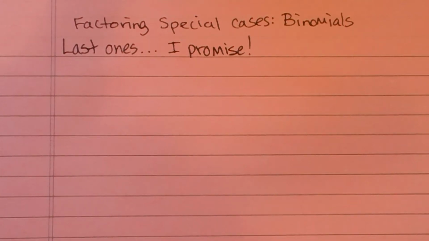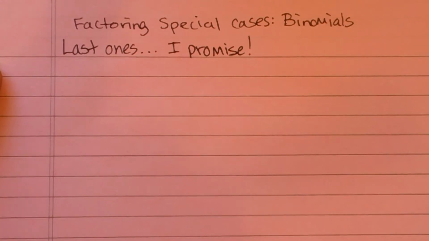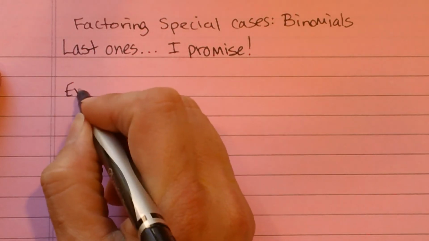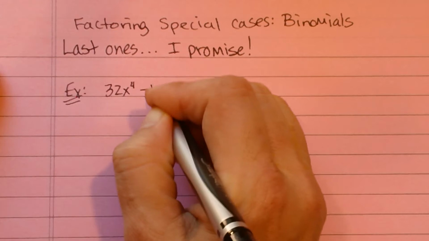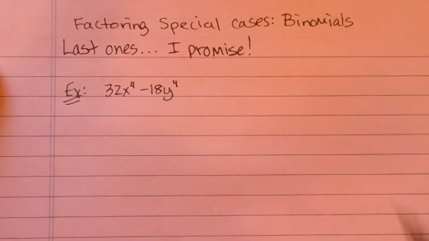Alright, I know I told you that the last ones we did were going to be the last examples of factoring special cases of binomials, but these are really the last ones, I promise. And you'll be happy that you're watching them because these are going to be a little bit more challenging. So let's start with this one, 32x to the fourth minus 18y to the fourth. See, I told you they're more difficult.